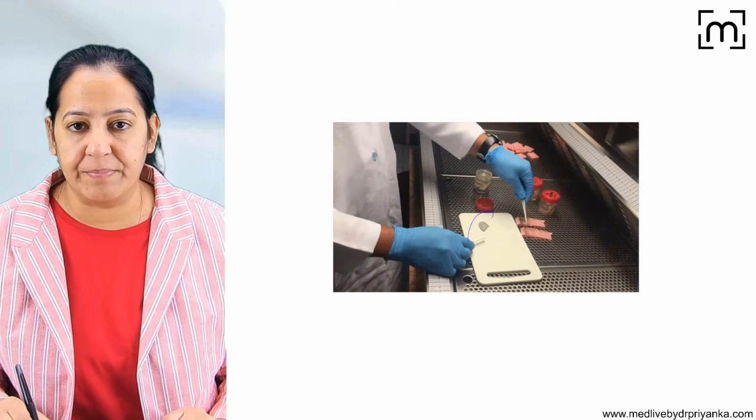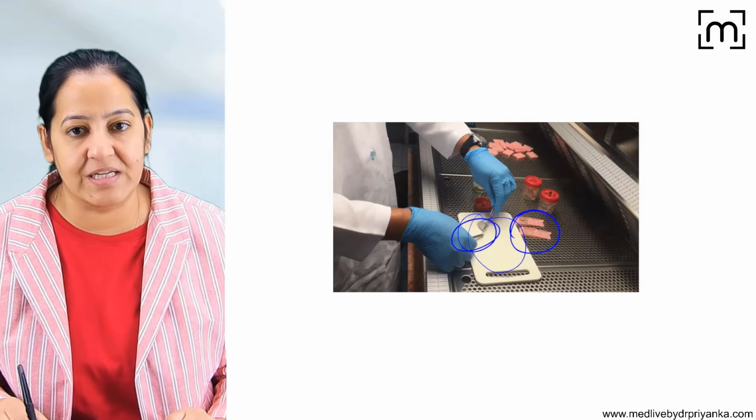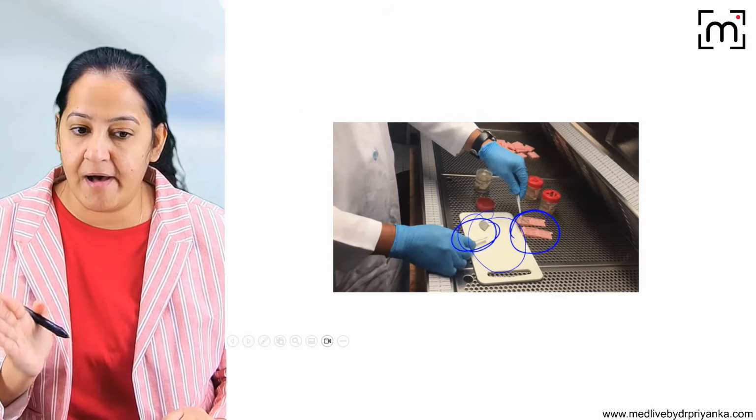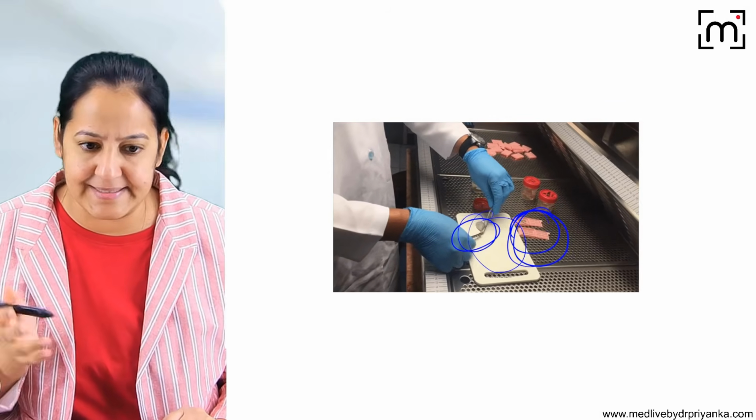After that, we cut into pieces on a board and fill it in the cassette. This is the tissue which is already fixed in the formalin. Now you take it out, cut it into pieces with the scalpel and put it in the cassette. Can you see? This is the cassette. Plastic cassettes can be used.